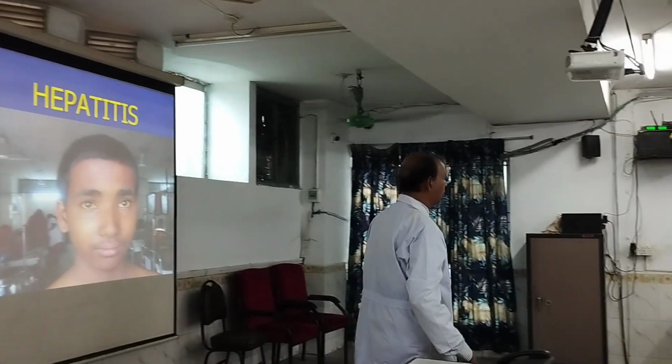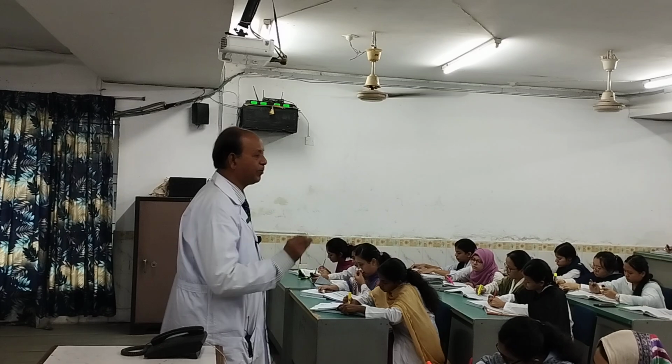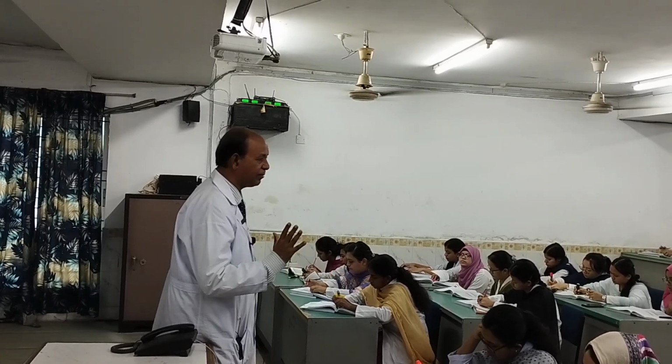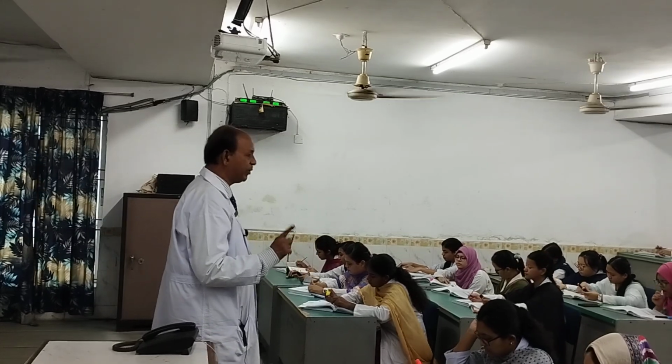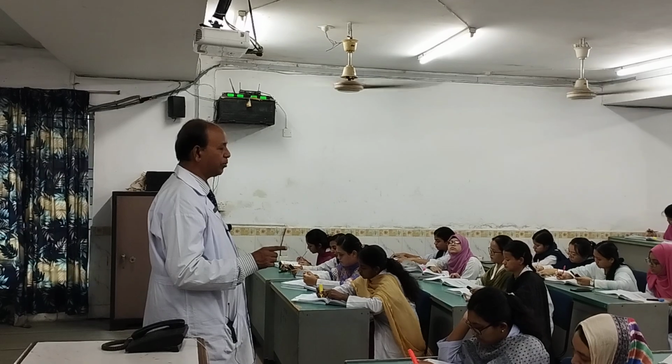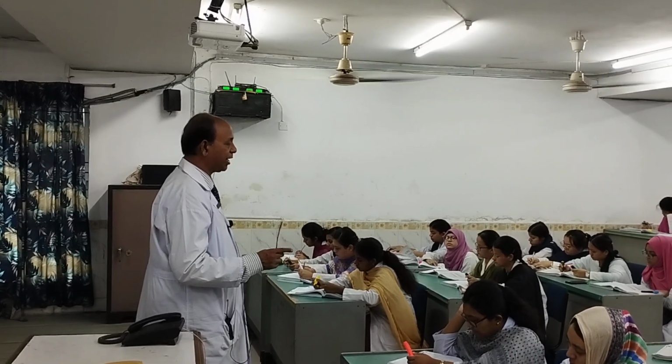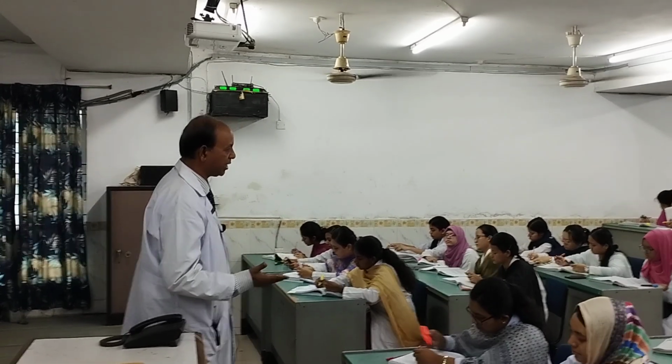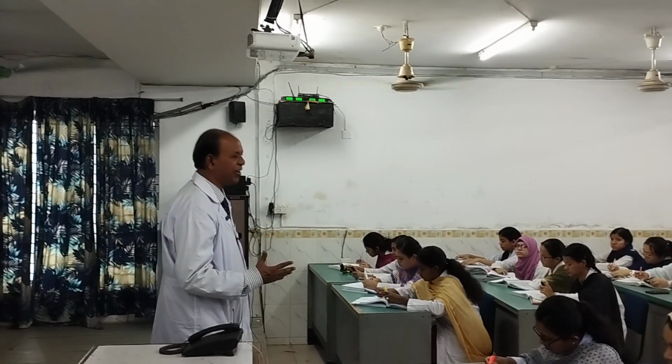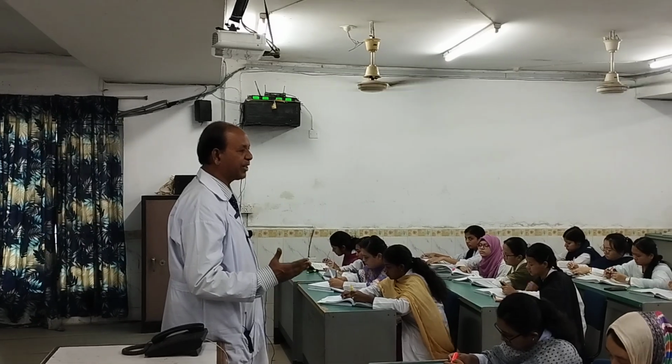Next, what are the investigations for acute hepatitis? First of all, complete blood count. Then liver function tests. What are the liver function tests? Serum bilirubin, serum ALT, AST, prothrombin time, and serum alkaline phosphatase. These are the liver function tests. We also do renal function tests. Serum creatinine and blood urea should be measured.